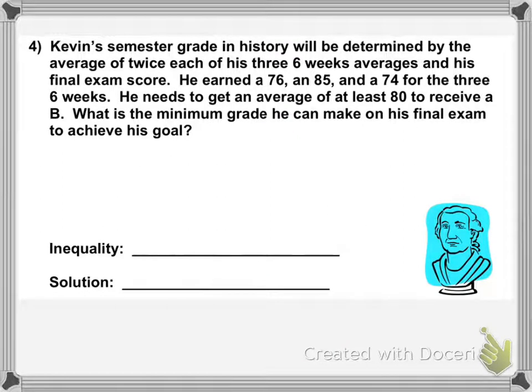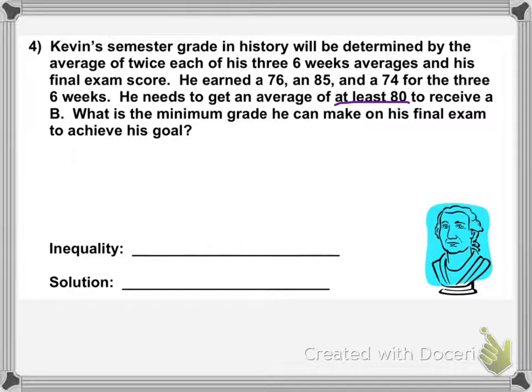I know this video is getting a little long. If you'd like to skip example 4, you can go straight to example 5. But this is a good example that'll help you determine what you need to get on your final exams each semester. So Kevin's semester grade in history will be determined by the average of twice each of his 3 6-week averages and his final exam score. He earned a 76, an 85, and a 74 for the 3 6 weeks. He needs to get an average of at least 80.